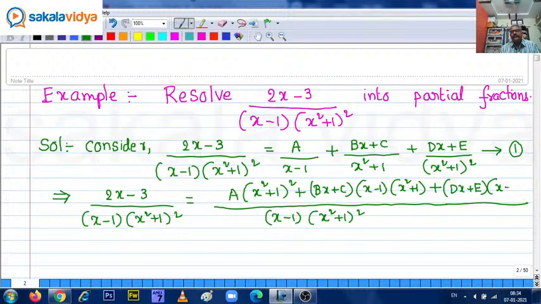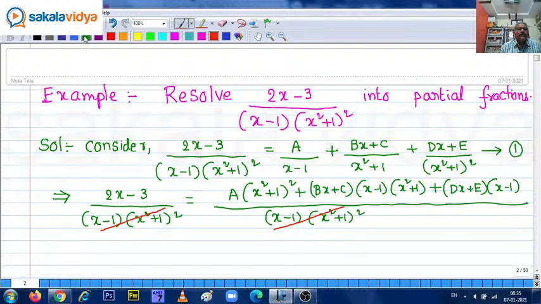So comparing on both sides, what happens now? x minus 1 into x square plus 1 whole square cancels. So that means a times x square plus 1 whole square plus bx plus c times x minus 1 times x square plus 1 plus dx plus e times x minus 1 equals 2x minus 3. That we need to write it now.